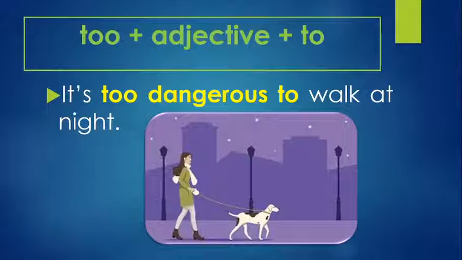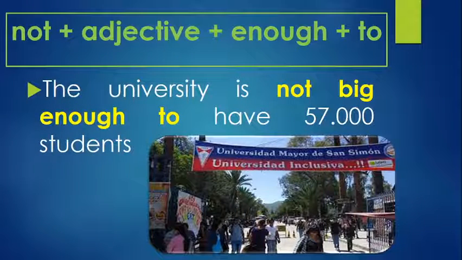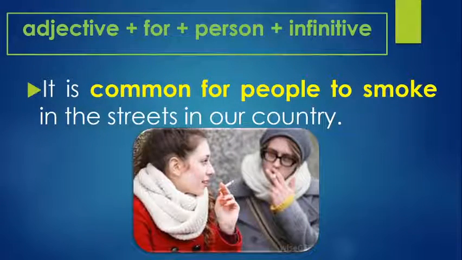The first one is too plus adjective plus to. It's too dangerous to walk at night. The other is not plus adjective plus enough plus to. The university is not big enough to have 57,000 students. And the last one is adjective plus for plus person plus infinitive. It is common for people to smoke in the streets in our country.